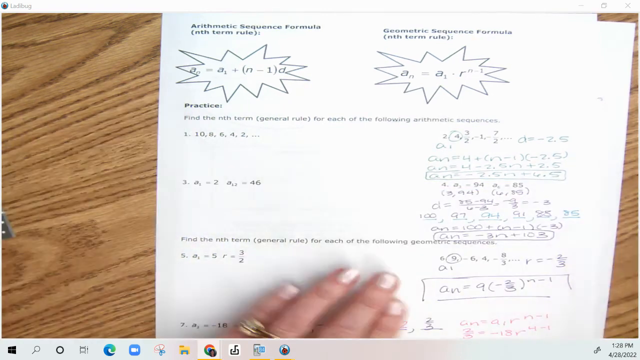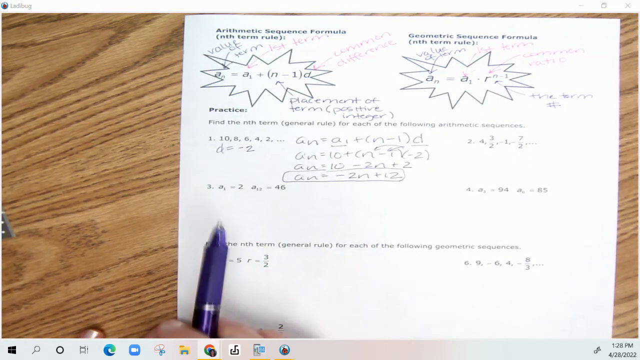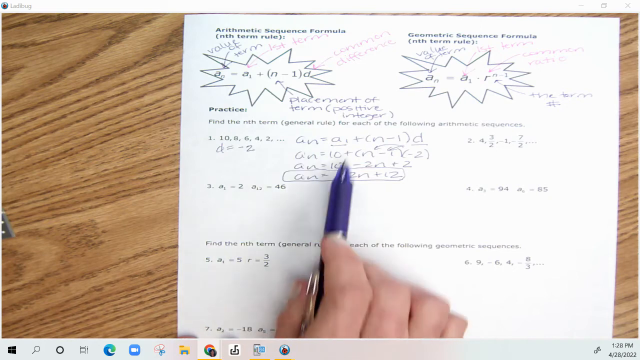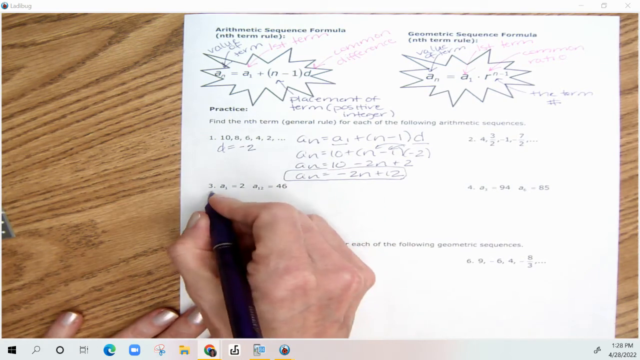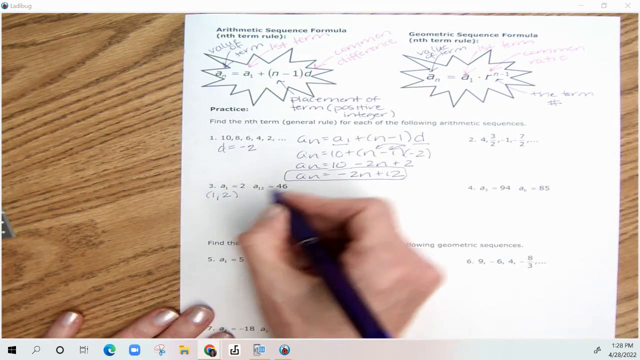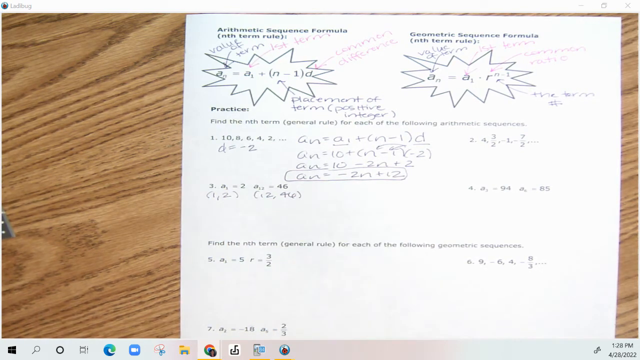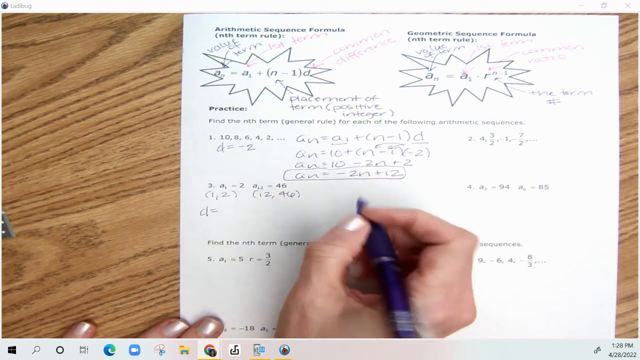All right, so number 3 is a little different. They gave me the first term and the 12th term. So I need to figure out the common difference, right? The two things that need to get plugged in here are a sub 1 and the common difference. I have a sub 1, not so much the common difference. Basically, you can treat these like ordered pairs. The first term is 2, the 12th term is 46. If I needed to actually graph a sequence, that's how you would do it. And then I use basically the slope formula to determine the common difference.